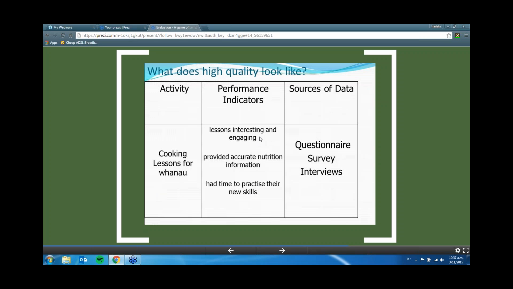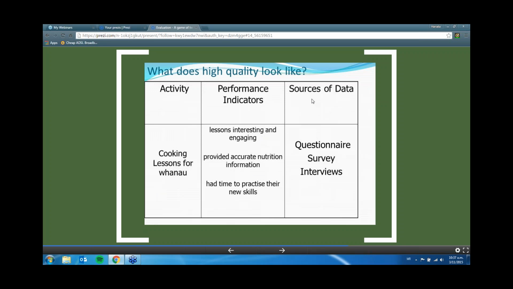So the content has to be interesting and engaging. It also has to reach a whole range of learners. It can't just be delivered with one particular audience in mind. Otherwise, you limit your ability to judge the quality of the work that you're doing.